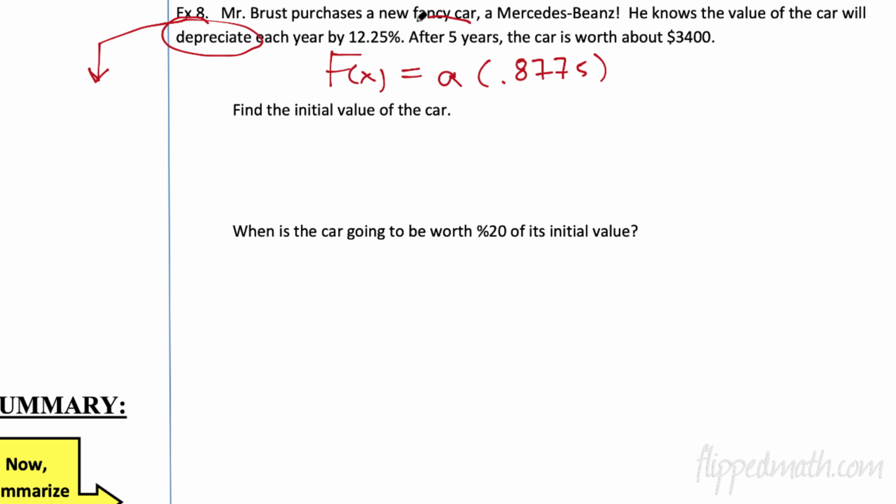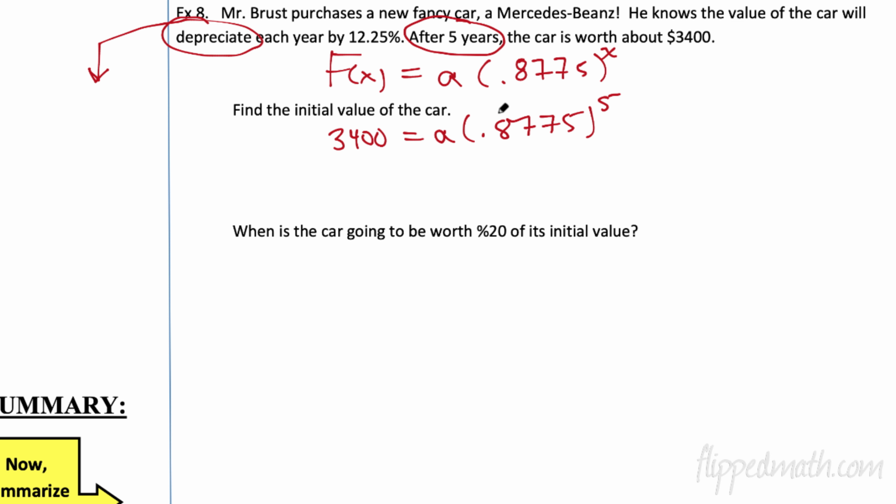And the rest of the question says after 5 years, the car is worth about 3,400. So this will be raised to the x power. That's the time. It says find the initial value of the car. Well, we know that the value of the car is 3,400. And we still don't know the initial value. That's what they want us to solve for. But I know the multiplier should be 0.8775. And I do know that's after 5 years.